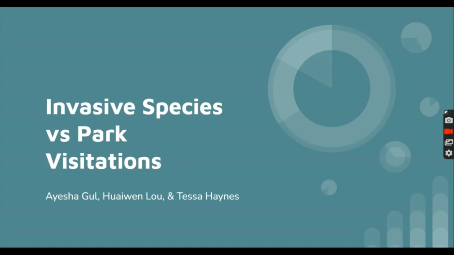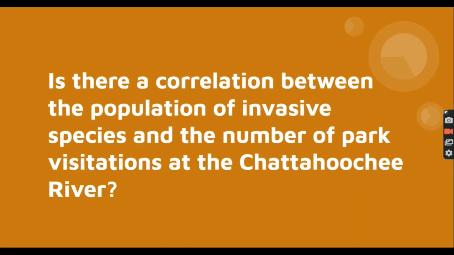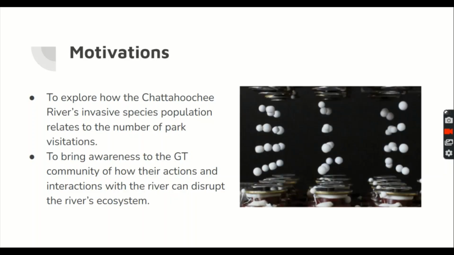The topic of our project design is invasive species versus park visitations. Our question is: is there a correlation between the population of the invasive species and the number of park visitations at the Chattahoochee River? Our motivation is to explore how the Chattahoochee River's invasive species population relates to the number of park visitations, and to bring awareness to the GT community of how their actions and interactions with the river can disrupt the river's ecosystem.